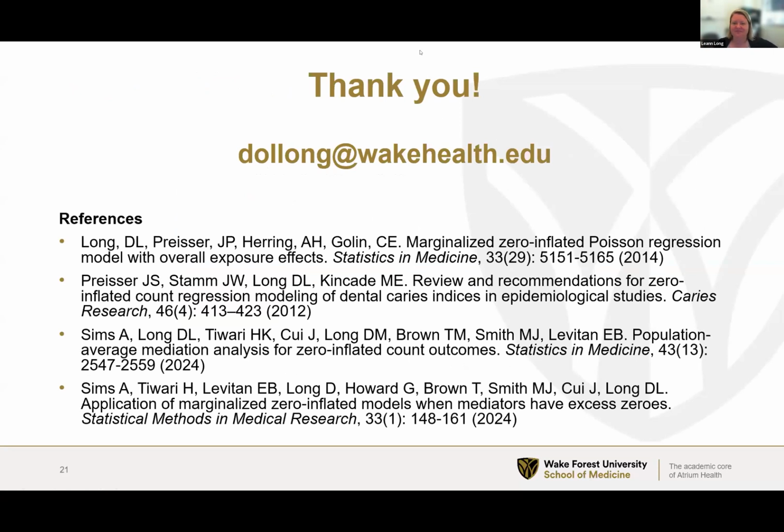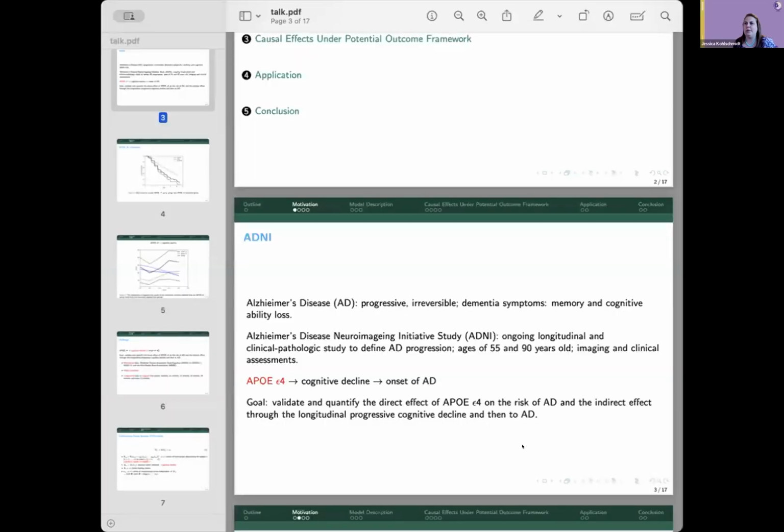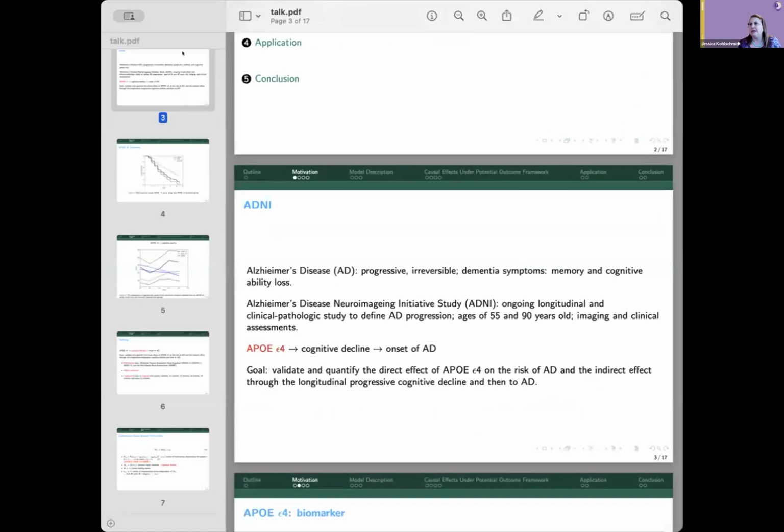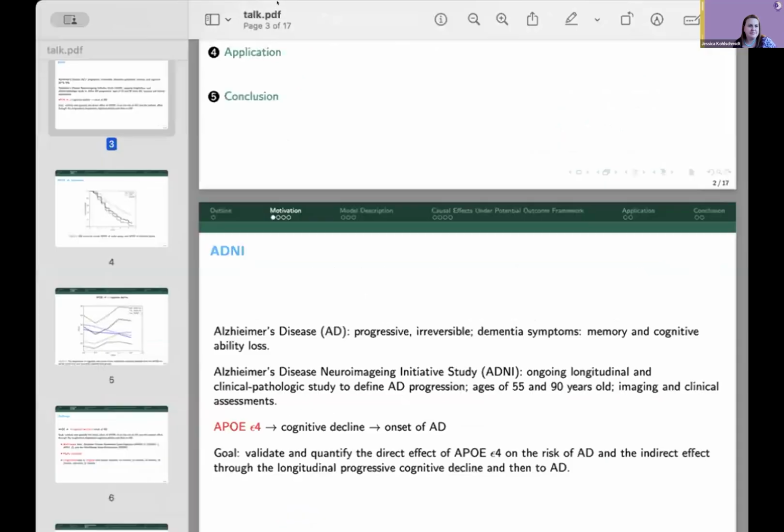Thank you. I think in the interest of time, we'll keep moving at the moment. So our next speaker is Dr. Zhao. She's an assistant professor in the biostatistics department at the University of Alabama at Birmingham. Before joining UAB, she completed her postdoctoral fellowship in the statistics department at Duke University.